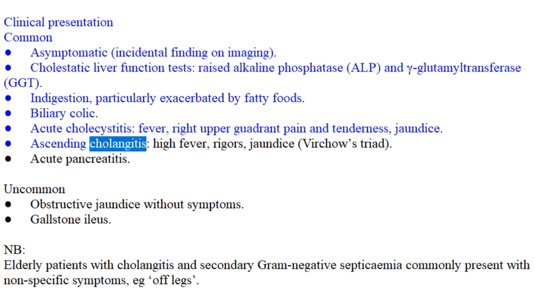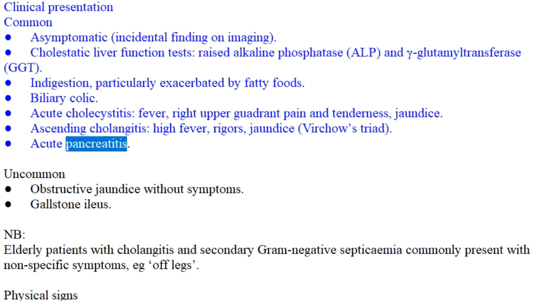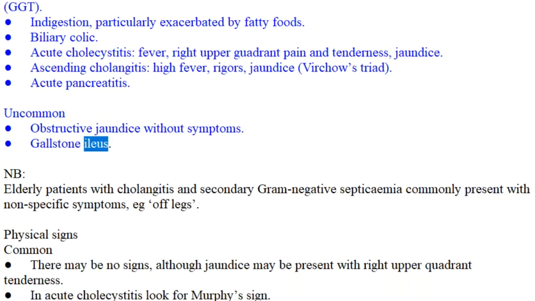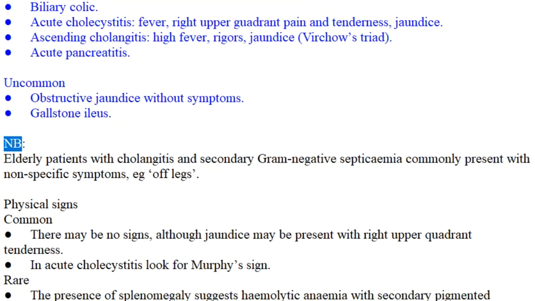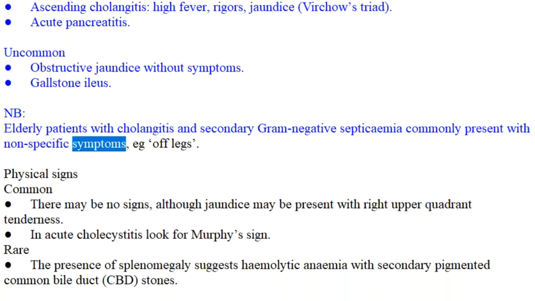Ascending cholangitis, high fever, rigors, jaundice, Charcot's triad. Acute pancreatitis. Uncommon: obstructive jaundice without symptoms; gallstone ileus. NB. Elderly patients with cholangitis and secondary gram-negative septicemia commonly present with nonspecific symptoms, e.g. off legs.